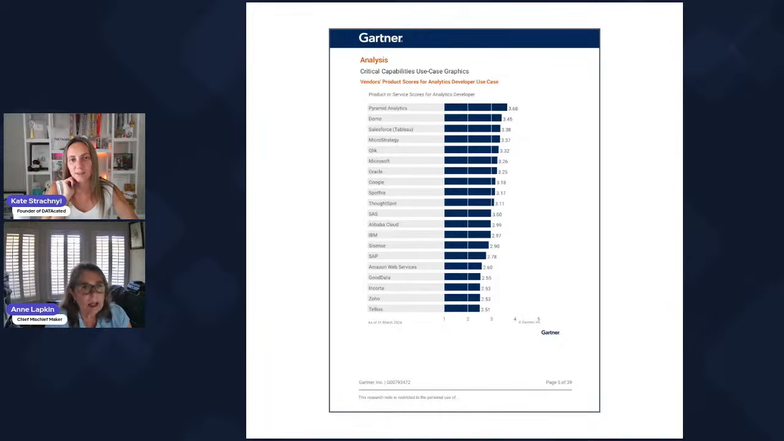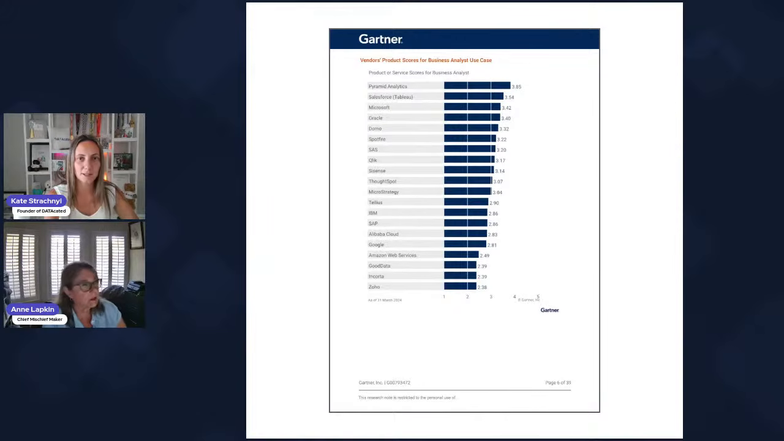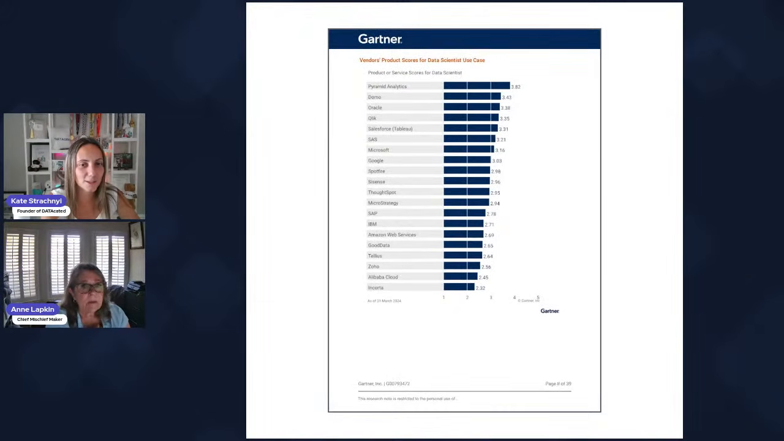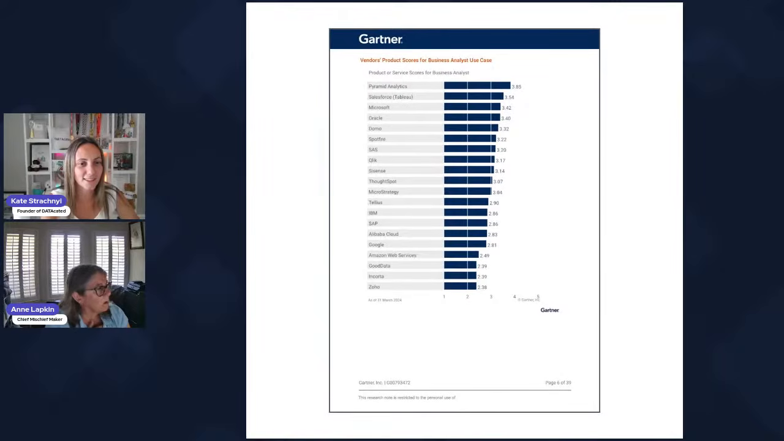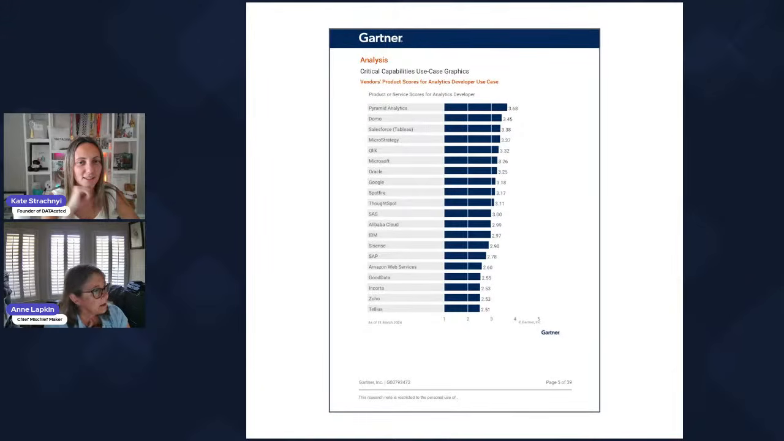Well, historically, Pyramid has always performed well in critical capabilities because they have a very high quality tool, platform, whatever it is you want to call it. This is the first year, I think, in the history of this report that one vendor has dominated the number one position in all four use cases. If you look at this, Pyramid is number one in analytics developer, but it's also number one in the other three. Yep, business analyst. It is very interesting. I actually noticed that they're number one across all of them, and by a pretty significant margin in most cases.